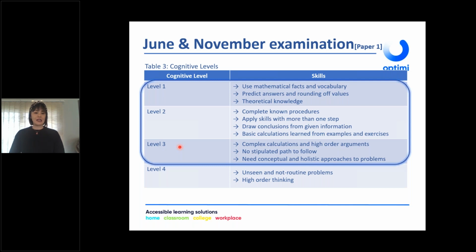Now, let's have a look at level three. Now, level three makes up only 5% of paper one. So this is going to deal with complex calculations and higher order arguments. So no stipulated path to follow, and you will need to use conceptual and holistic approaches to the problems in order to solve them. So just an idea of what a level three question might look like. It can be to draw a graph to illustrate the income and expenses of a business. So you will find that you are going to make use of many skills in order to solve these problems, and that you will need to keep the bigger picture in mind when answering these problems, or when solving them rather.